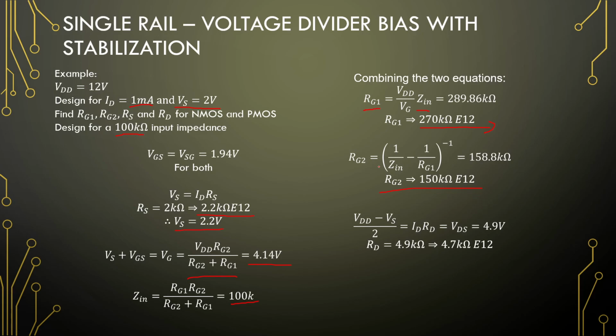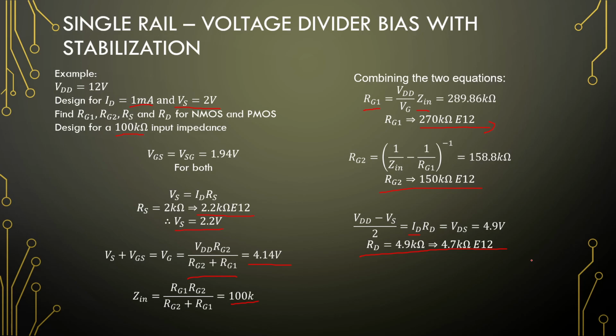Okay, so those are our bias stabilization resistors, our bias resistors, and now lastly our drain resistor. So VDD minus VS, this would be 10 volts. Well, since this is 2.2, it will be 4.9 if we calculate this. And dividing with 1 milliampere, we get our RD value as 4.9 kilo ohms, and we can choose it as 4.7 kilo ohms.